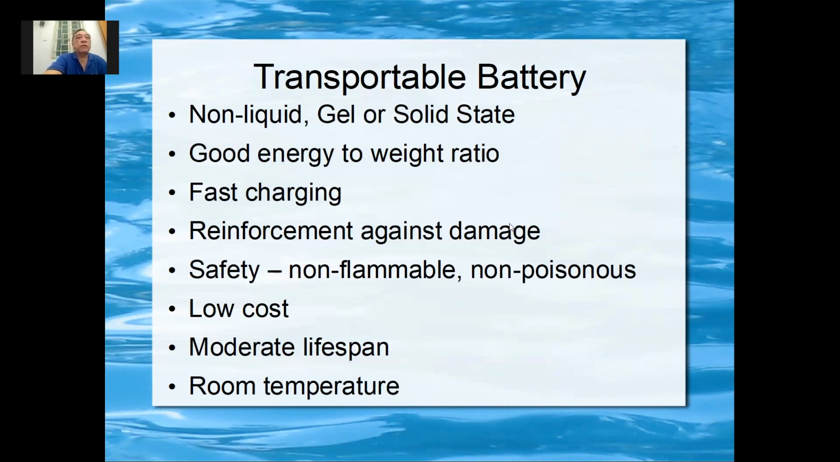Okay, so much about the portable battery. Now we look at the transportable. Transportable means it's quite heavy. Okay, and then it must not be liquid.